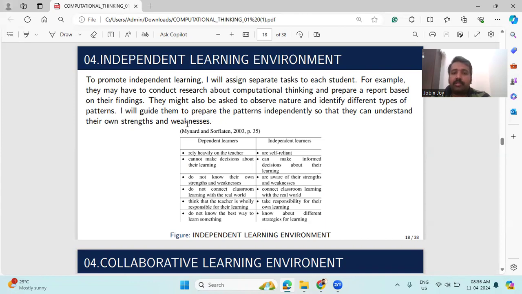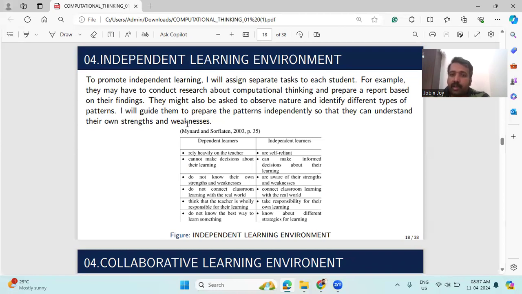They might also be asked to observe nature and identify different types of patterns. I will guide them to prepare the patterns independently so that they can understand their own strengths and weaknesses. So, just a comparison between independent learners and dependent learners. We are promoting the concept of independent learning, not the dependent learning concept.